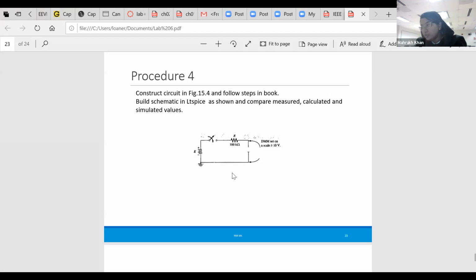So I want you to do procedure 1 and procedure 4 first to get yourself familiar with the capacitors, and then you can move to procedure 2 and procedure 3, okay?